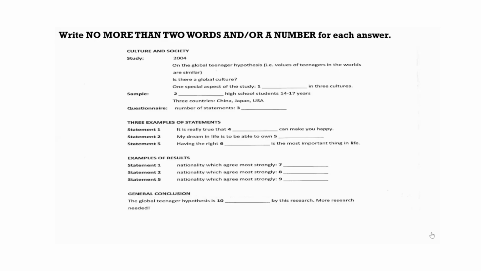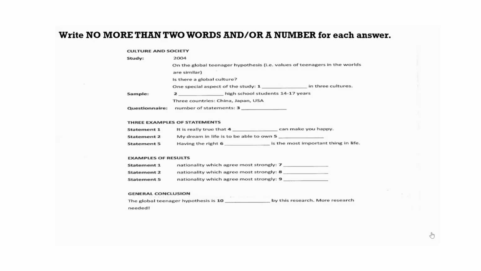The first statement was, "It is really true that money can make you happy." Respondents were asked, as they were asked about all the statements, to give their answer on a scale of 1 to 7. 1 on the scale indicated, "I strongly disagree." 4 on the scale was neutral. And 7 on the scale was, "I strongly agree." The second statement was, "My dream in life is to be able to own expensive things." And the fifth was, "Having the right possessions is the most important thing in life."